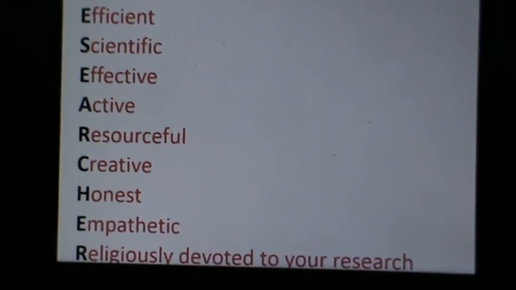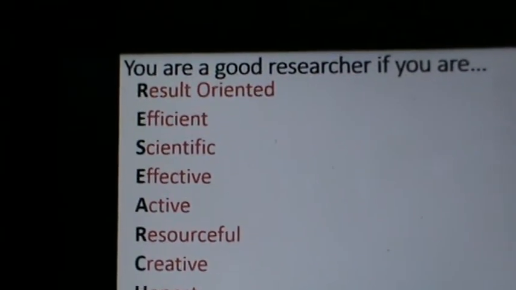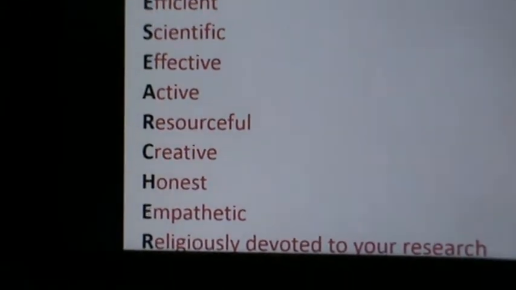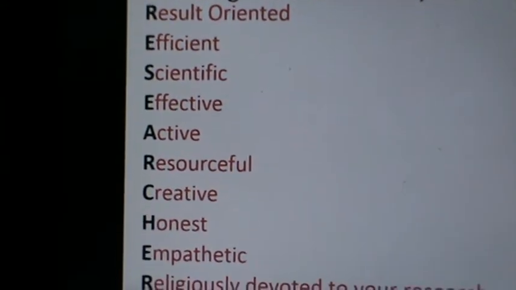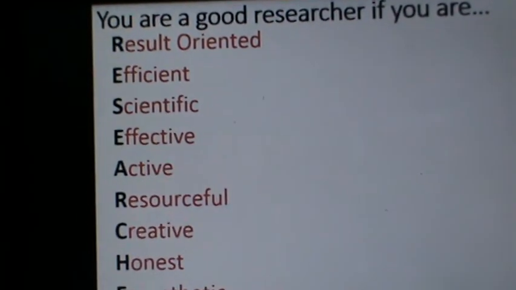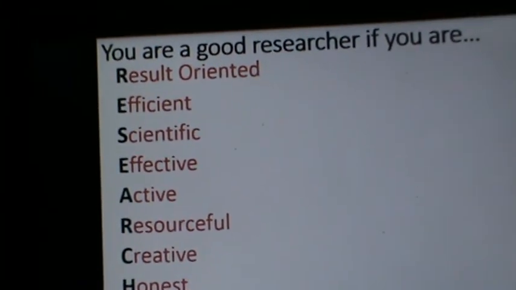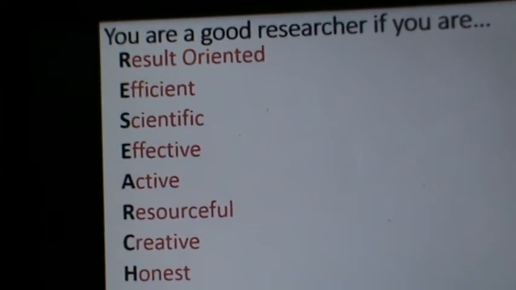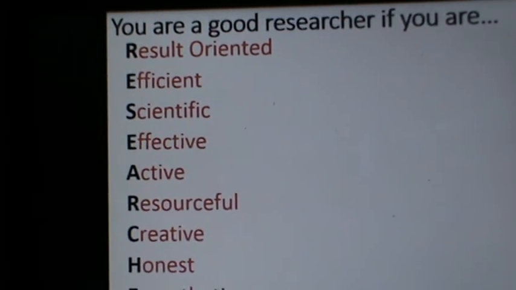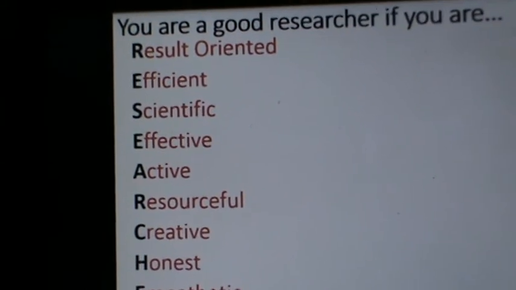I want to think that you are going to be a good researcher if you have the following qualities. Notice that I've written the word researcher. The black letters are researcher. So you're going to be a good researcher when you are actually result-oriented. The R in my researcher is result-oriented. You are a result-oriented person. You look at the end of the research when you are starting. You are looking forward for those results.